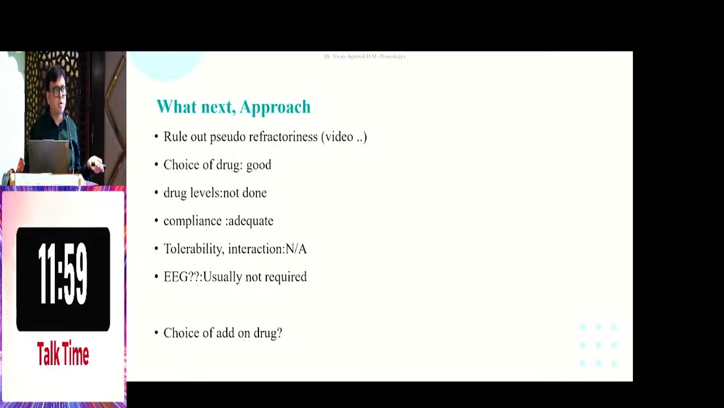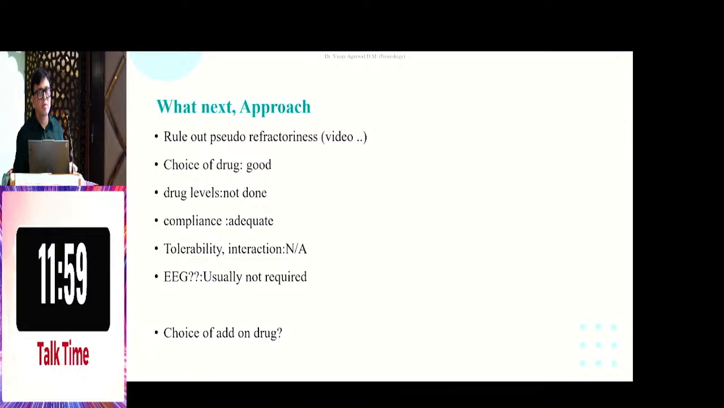So the choice of drug in this case was good, carbamazepine. Drug level is usually very difficult to get, but that is an entirely different topic. Compliance was adequate, tolerability was good. So what is the choice of drug? Can anyone say? We have seizures not controlled on carbamazepine; what is the second choice?